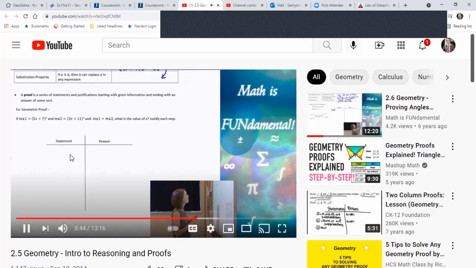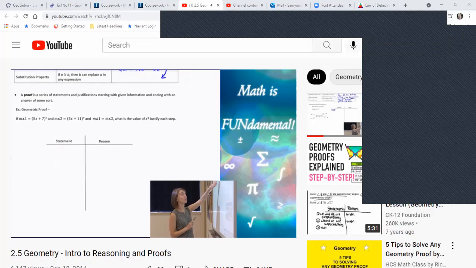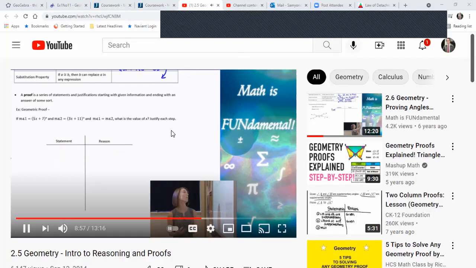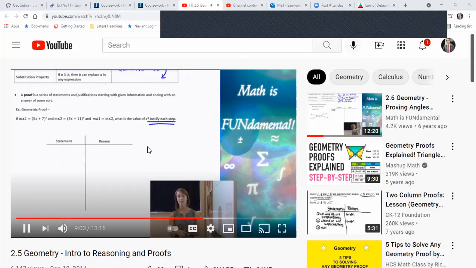All right, if the measure of angle 1 is 5x plus 7 degrees, the measure of angle 2 is 3x plus 11 degrees, and we're given that the measure of angle 1 equals the measure of angle 2, then what is the value of x? So it seems like a simple little algebra problem for us, but I want to talk about what a proof is. So we're going to justify every single step just to kind of get into what a proof really is.